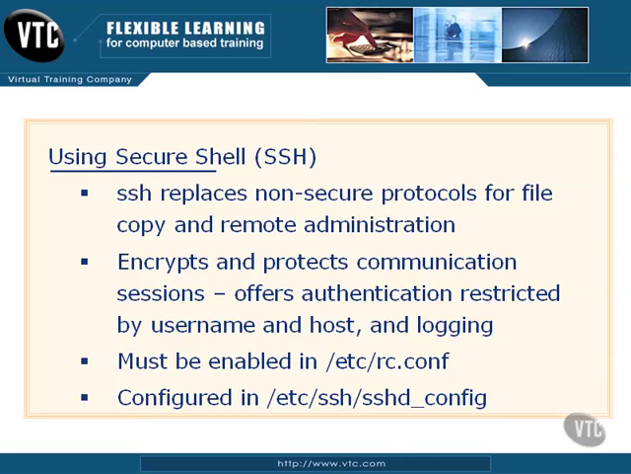Now, SSH has to be enabled first in the /etc/rc.conf file, and we'll take a look at that as well, but we've seen that before. How you actually configure SSH is in the /etc/ssh/sshd_config file. You actually have two files that are used to configure SSH. The sshd_config configures the Secure Shell daemon. The ssh_config actually configures the Secure Shell client. So let's go ahead and take a look at these configuration files, and then we'll see an example of an SSH session between two hosts.